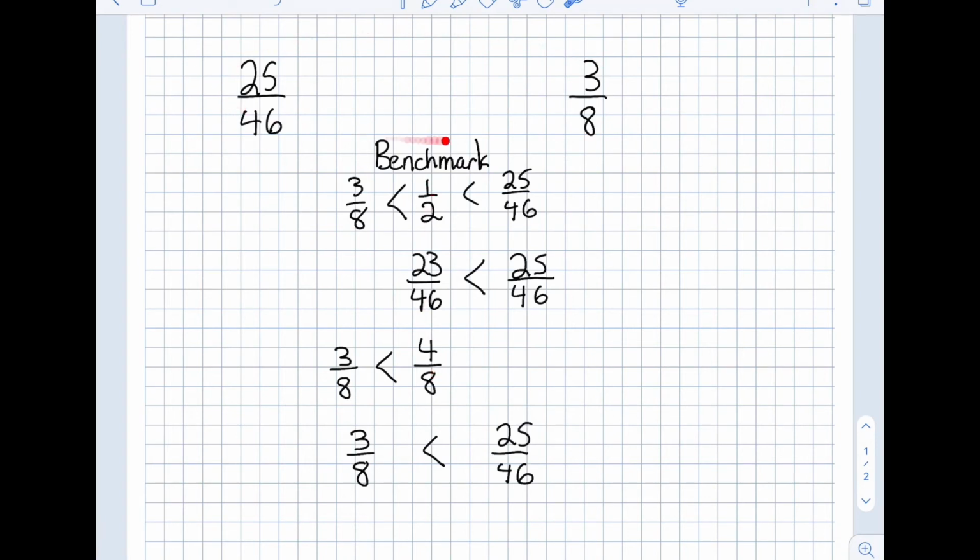So let's fill in our inequality, our symbol up here. So here I know that 25 is greater than, we can see the way that this symbol is positioned. I want to position it in the same way. 25/46 is greater than 3/8.